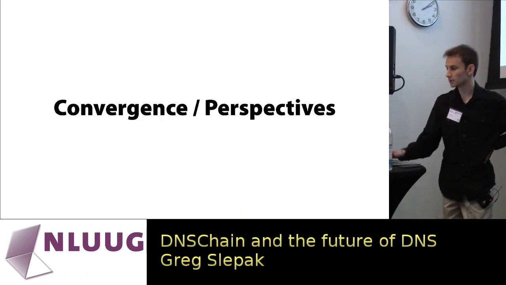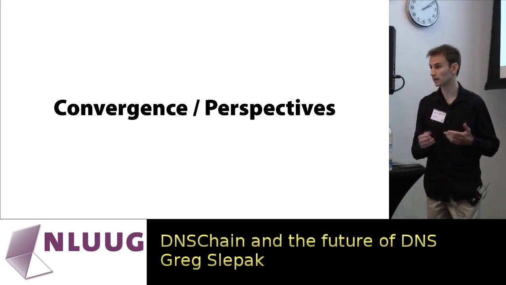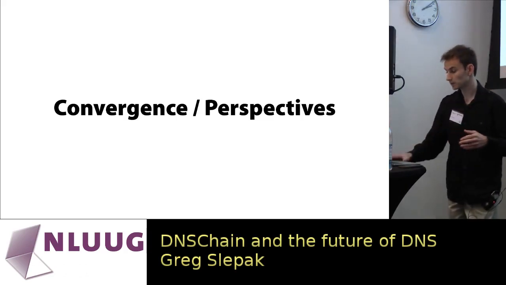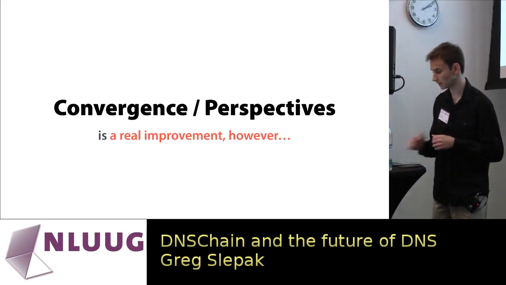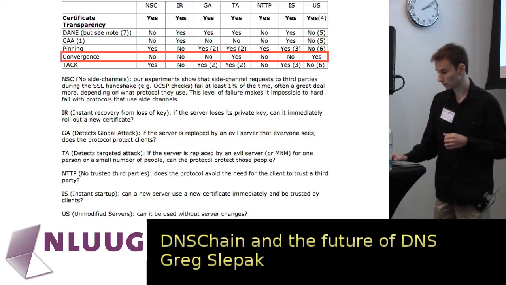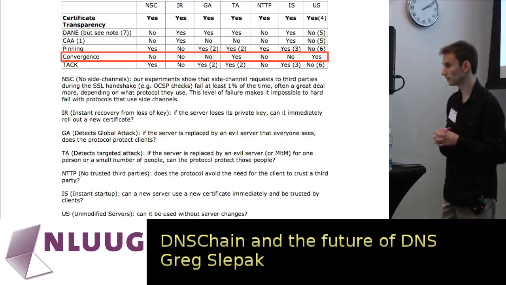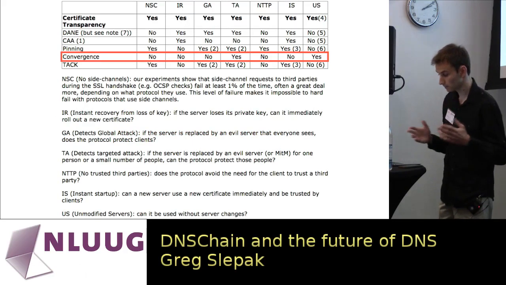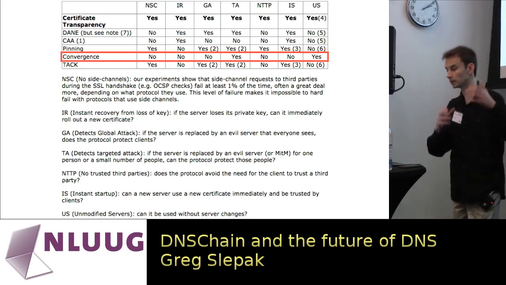Okay, moving on to convergence and perspectives. Moxie Marlinspike is responsible. His answer was convergence. Convergence is now seemingly a defunct project, but it was legitimately an improvement. Perspectives is another very similar project. So this table is taken from the Certificate Transparency website, which compared various different approaches and lists some of the problems with a few different approaches. DANE, by the way, is kind of bundled in together with DNSSEC.